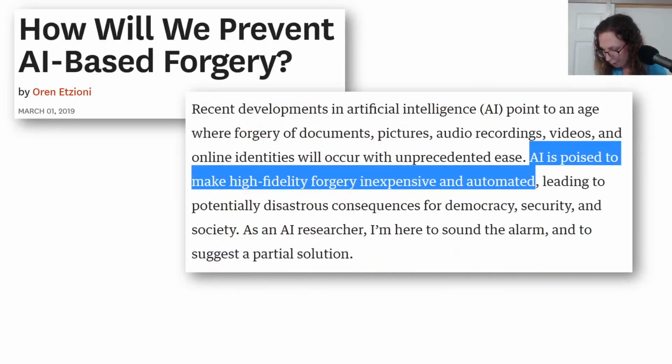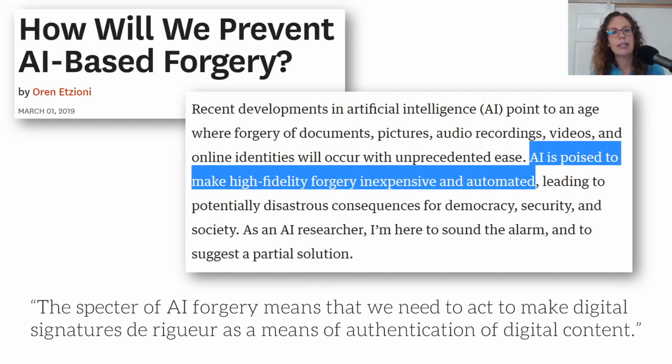So one step towards addressing this is the need for digital signatures. Oren Etzioni, the head of the Allen Institute for AI, wrote about this in HBR. He wrote, recent developments in AI point to an age where forgery of documents, pictures, audio recordings, videos, and online identities will occur with unprecedented ease. AI is poised to make high-fidelity forgery inexpensive and automated, leading to potentially disastrous consequences for democracy, security, and society, and he proposes digital signatures as a means for authentication.